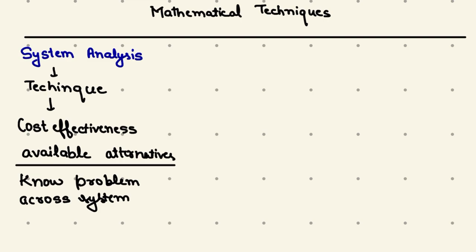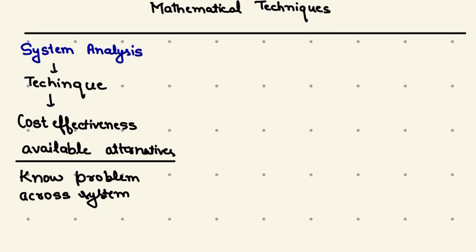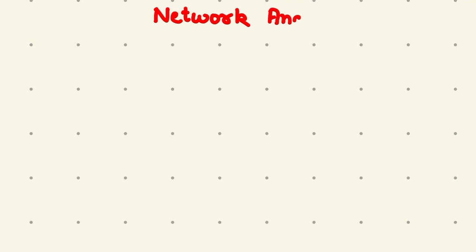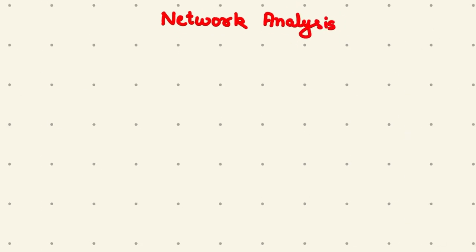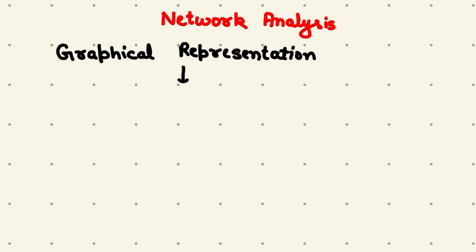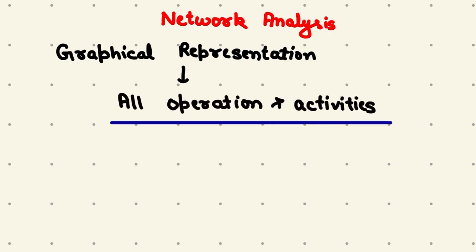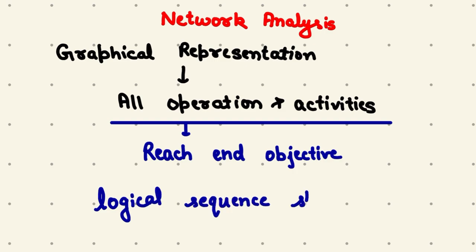across the systems. किस system में कौन से problems आ रहे हैं. That is system analysis. Now let's move on to network analysis, which is basically a graphical representation of all operations and activities to be completed in order to reach an end objective. All the activities are then arranged in a logical sequence, and the relation between all the activities is described.